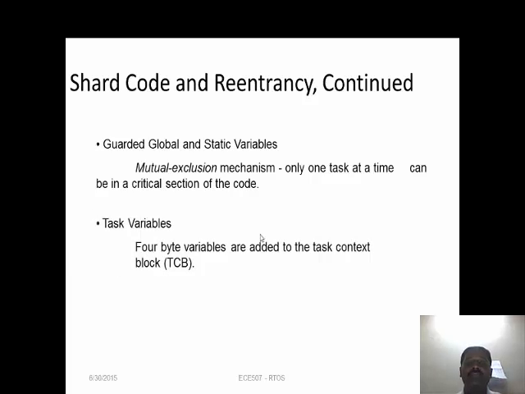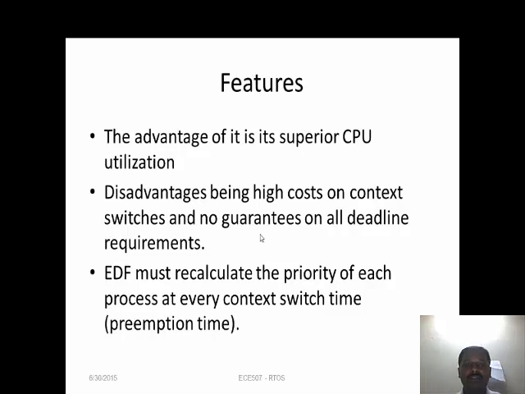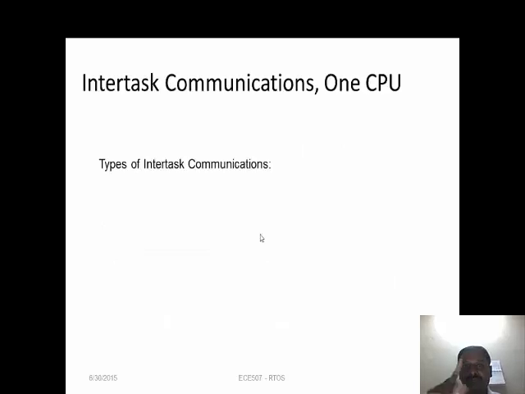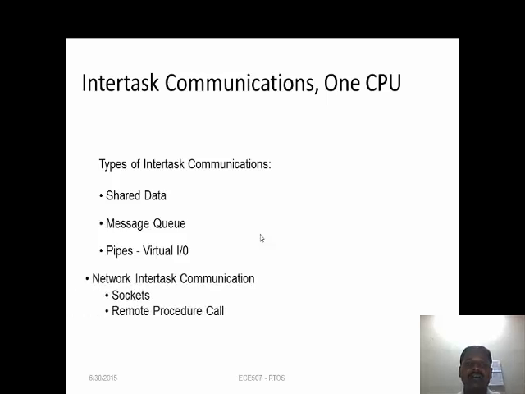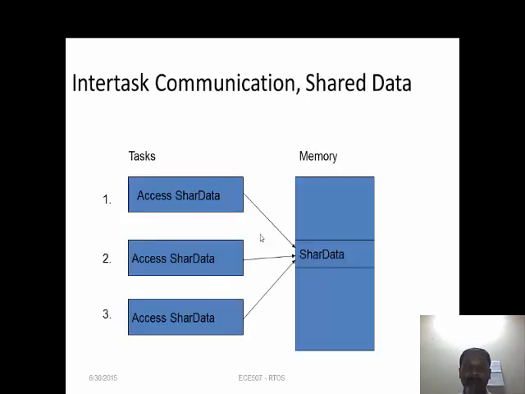Task variables: 4-byte variables are added to the task control block here. Okay, so its features are discussed over here. Inter-task communication is a main feature of any kind of operating system or real-time operating system. What are the various inter-task communication features that it is trying to provide? And how can it share the data and information using message queues, pipes, virtual input-output elements, and network inter-task communication using sockets and remote procedure calls?